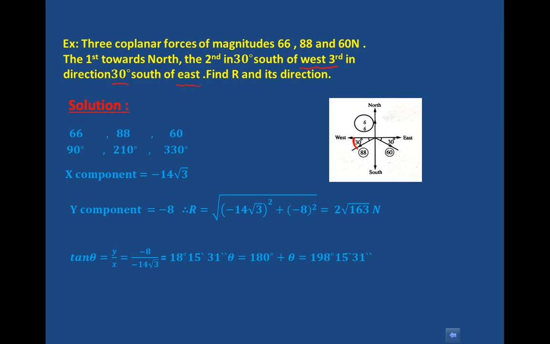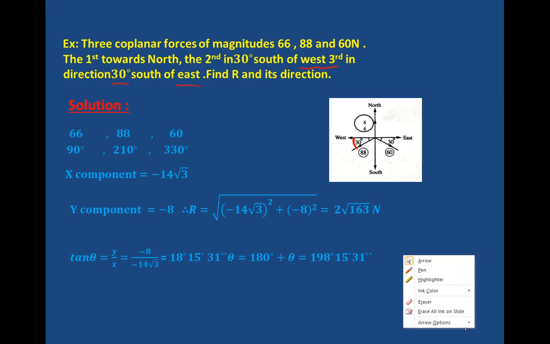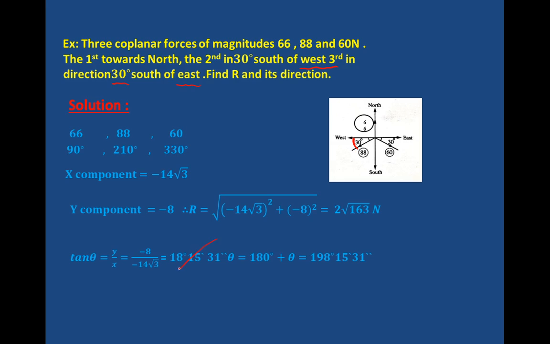And the direction: tan theta equals y over x equals negative 8 over negative 14 root 3, equals 18 degrees 15 minutes 31 seconds. This value is wrong. Take care. Angle theta is in the third quadrant. Therefore, measure of angle theta equals 180 plus 18 degrees 15 minutes 31 seconds. It will be 198 degrees 15 minutes 31 seconds.